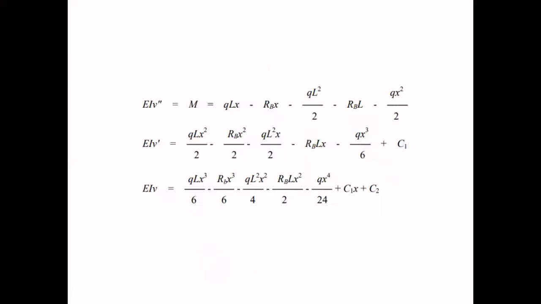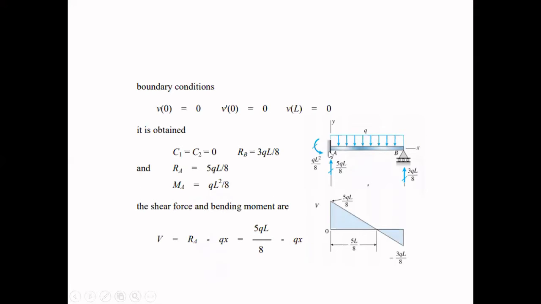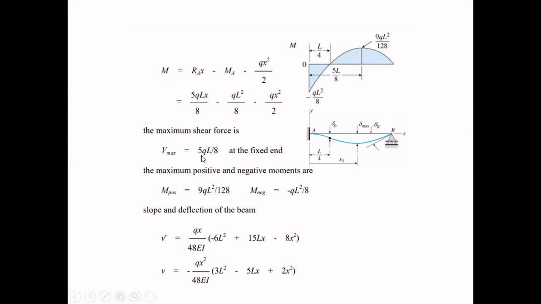So the maximum shear force will be 5qL by 8. If we see here, the maximum shear force is at the fixed end, and that is equal to Ra, and the value of Ra is 5qL by 8. So the maximum shear force will be equal to 5qL by 8 that we have written over here at the fixed end. Similarly, the maximum positive bending moment is 9qL square by 128, and the maximum negative is minus qL square by 8. In this way we have calculated the maximum positive and maximum negative bending moments, and also the maximum shear force in this case.